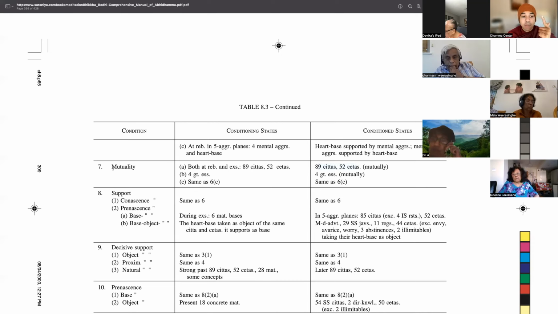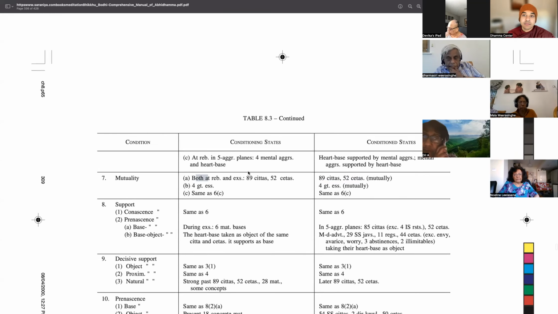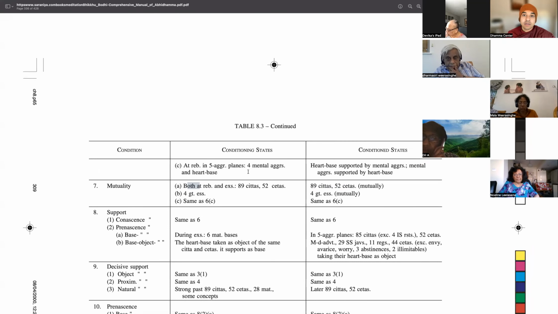Under the mutuality condition 7, avidya paccaya sankhara can have mutuality conditioning. Can it not? Can. The conditioning state is nama, and the conditioned state is also nama. So it can also be a sampayutta dharma, an association condition. And it can be a mutuality condition as well.